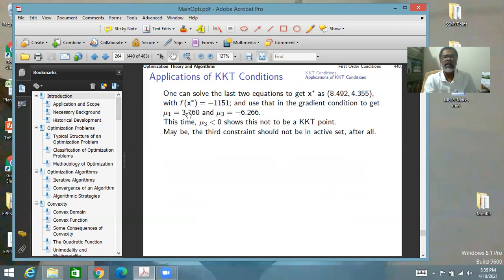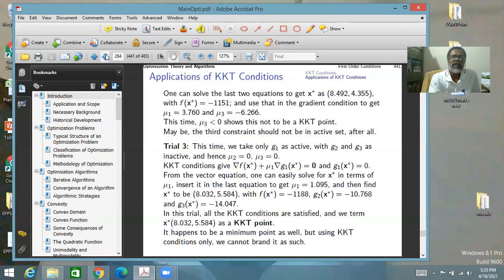Now mu1 has turned out to be positive, as it should, but mu3 turned out to be negative. And that means G3 had no business to be active at this point. Since we said it is active, x star has been brought here. But if you release it, then as it goes into the interior regarding G3, perhaps the function value will improve. So G3 should not be active. Then in trial 3, you release G3 from the active set.